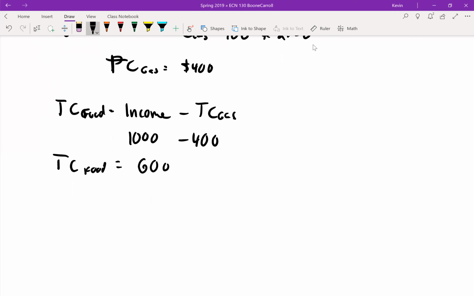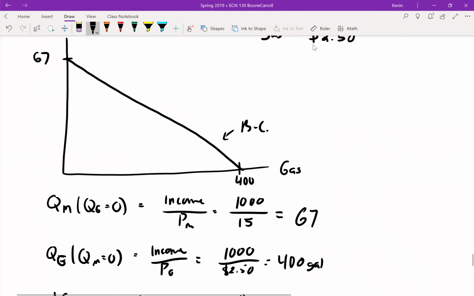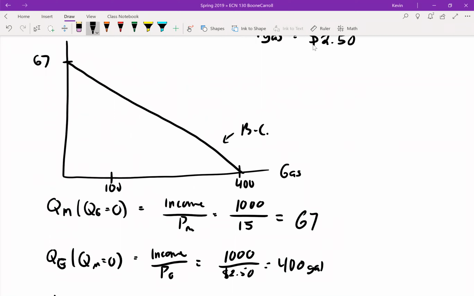To find out how much food we bought, QF is equal to 600 divided by 15, or how much we spent on food divided by the price of food. This comes out to exactly 50 units of food, or 50 meals. Graphically, if we purchase 100 gallons of gas, this point would also give us 50 meals.